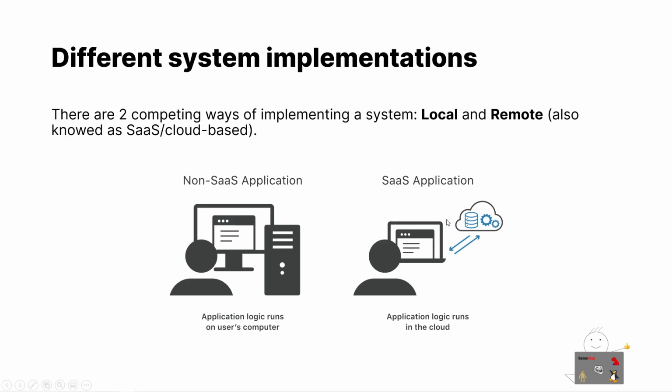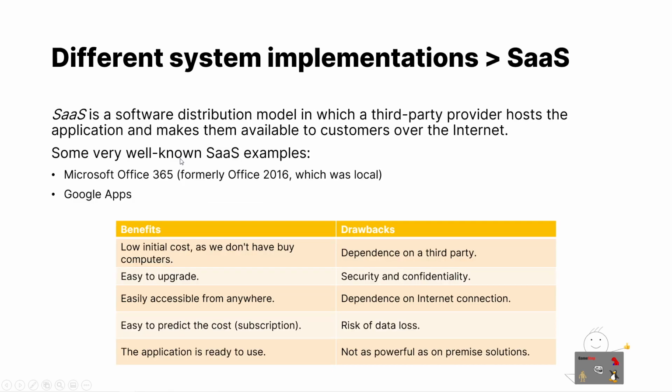This is called cloud-based, but it's also called SaaS. SaaS stands for Software as a Service. This is a software distribution model in which a third-party provider hosts the application and makes it available to customers on the internet. So they host our application, our system, on their computers, and we don't need computers in our organization.